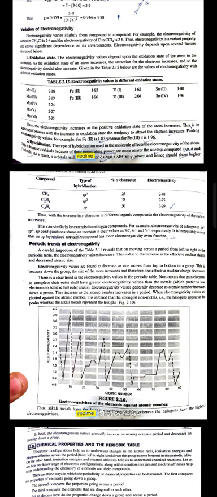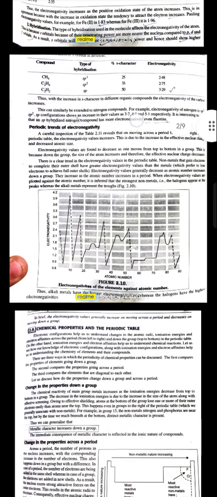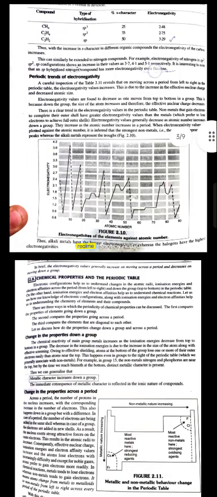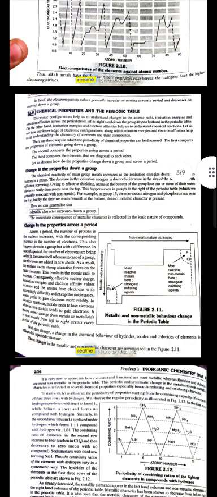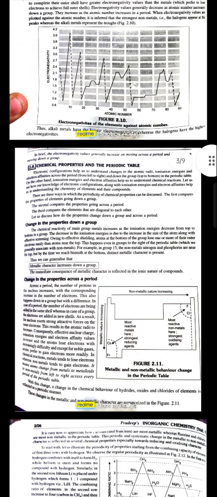When electronegativity values are plotted against the atomic number, it is inferred that the strongest non-metals, that is the halogens, appear at the peaks, whereas the alkali metals represent the troughs, which is shown in figure 2.10. Thus, all the alkali metals have low electronegativity, whereas the halogens have the highest electronegativities. In brief, the electronegativity value generally increases on moving across a period and decreases on moving down a group.